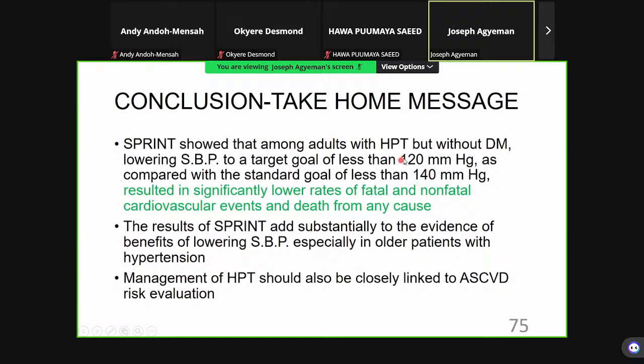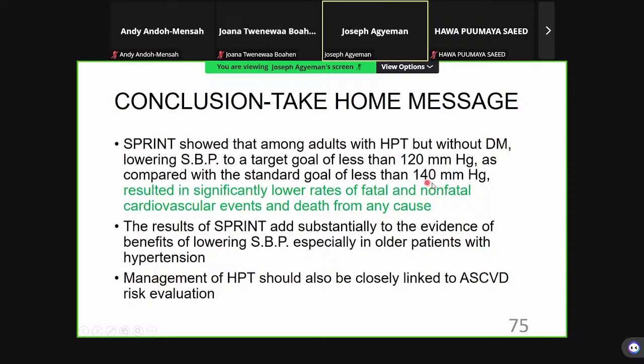So those who are able to target this have a lower rate of fatal and non-fatal cardiovascular events and mortality from all possible causes than those who target around 140. So it is better to keep it tight and try to achieve this rather than this. But if the 120 is not achievable, at least get your 140.